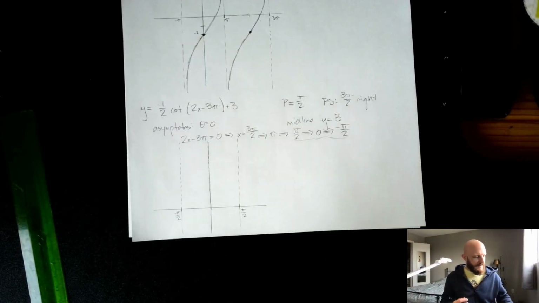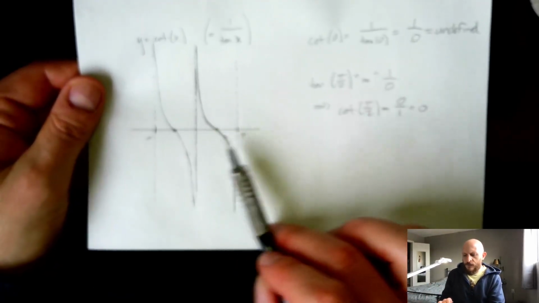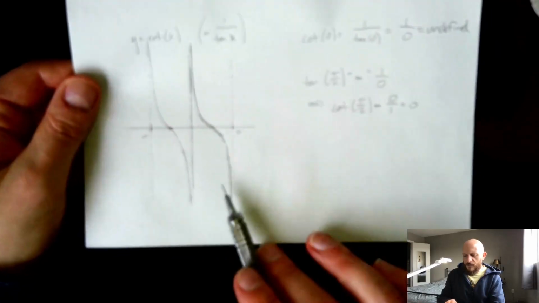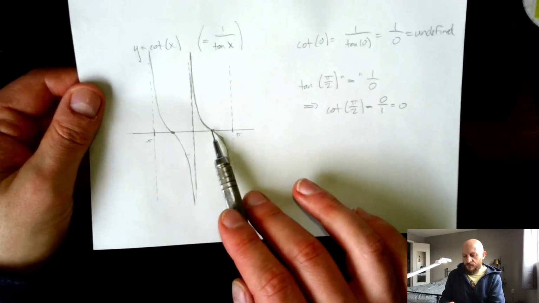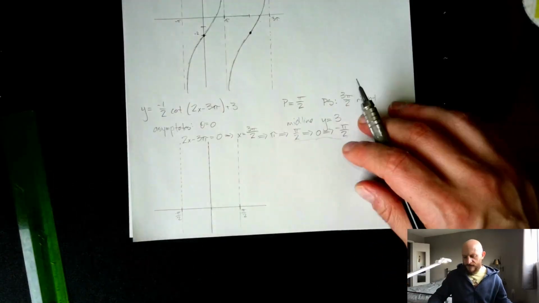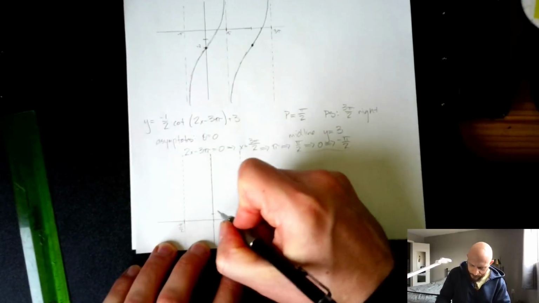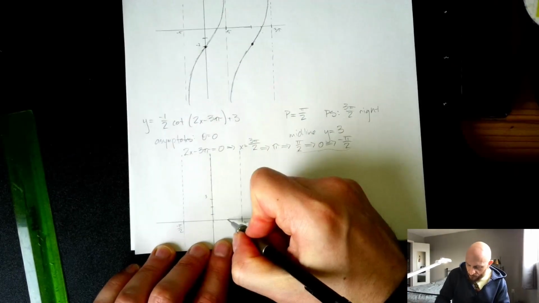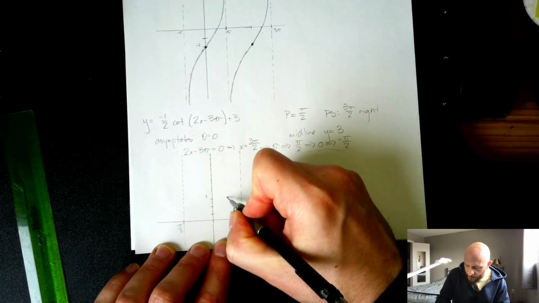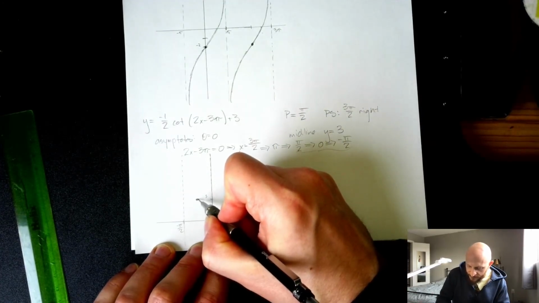Same deal with tangent. Cotangent crosses the midline at the midpoint between asymptotes. So here's the mother function of cotangent, and right in between the asymptotes is where the graph crosses the midline. So it's the same thing here. The midline is, again, 3. So the graphs will cross that midline right at the midpoint between the asymptotes. So plus or minus pi over 4.